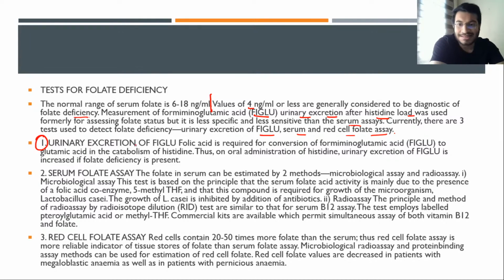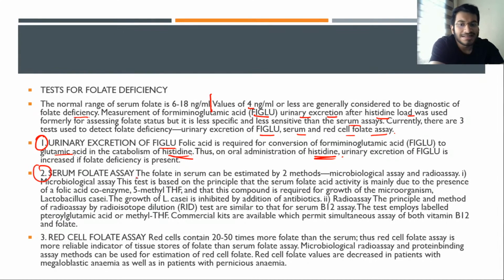First is urinary excretion of FIGLU. Folic acid is required for the conversion of FIGLU to glutamic acid, right, in the catabolism of histidine. So thus, on oral administration of histidine, the urinary excretion of FIGLU is increased if the folate deficiency is present.